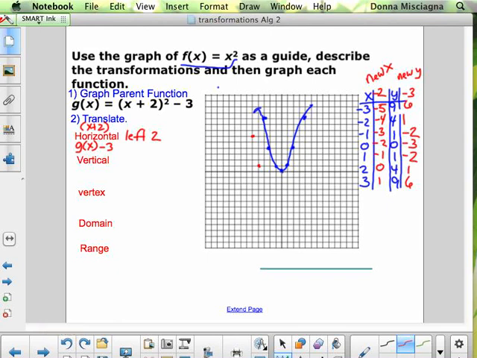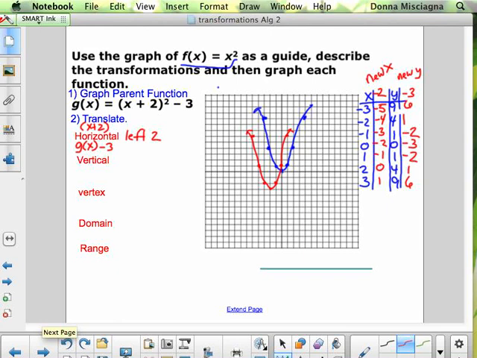Negative 3, negative 2. So 1, 2, 3, negative 2. Negative 2, negative 3. Negative 1, negative 2. 0, 1. And 1, 6. All right, so there's our graph. Notice it is the exact same size and shape within the confines of my drawing. It's just moved down and to the left.